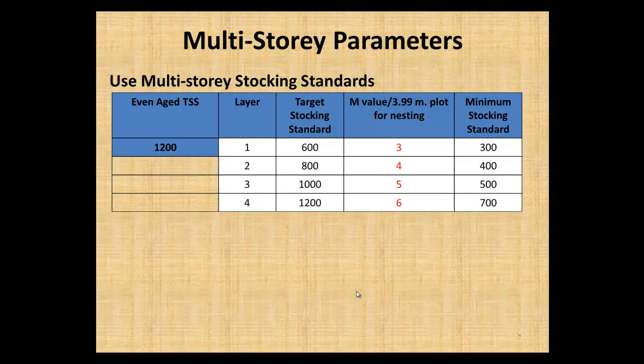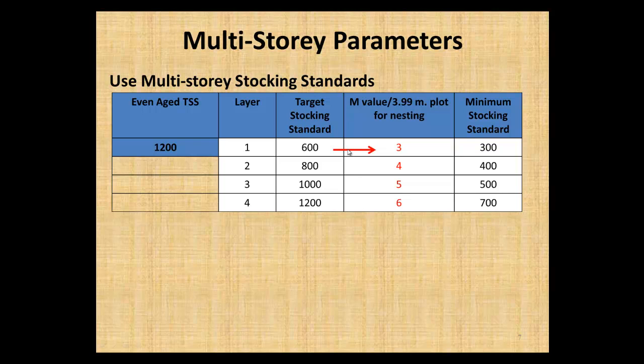So, multi-story parameters. We use the multi-story stocking standards, and as you can see from the illustration here, we basically take the even age stocking standard of 1200 and 700, 1200 as a target and 700 as a minimum, and break it into the layers. And so each layer ends up with a corresponding target stocking standard and a minimum stocking standard. And so you end up with a unique M value for each layer.